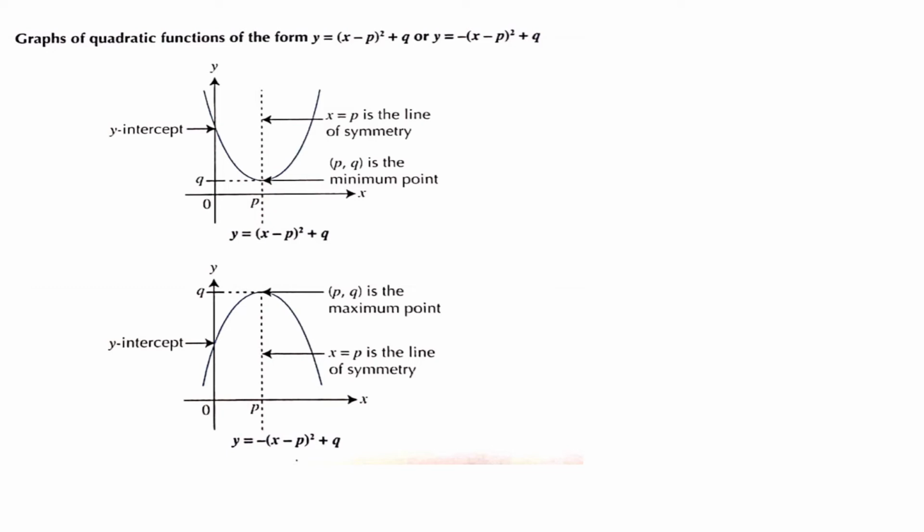Similarly, in the second quadratic function, that is y equals minus (x minus p) whole square plus q, here a, the coefficient of x square, is minus 1, that is negative, so it has a maximum value of y and the curve will open downward. Also, this graph has a maximum value q and x equals p is the line of symmetry over here. The coordinates of the vertex or the turning point are (p, q) in this case.